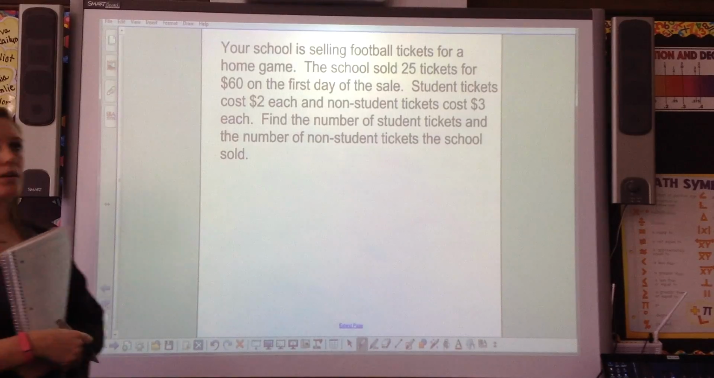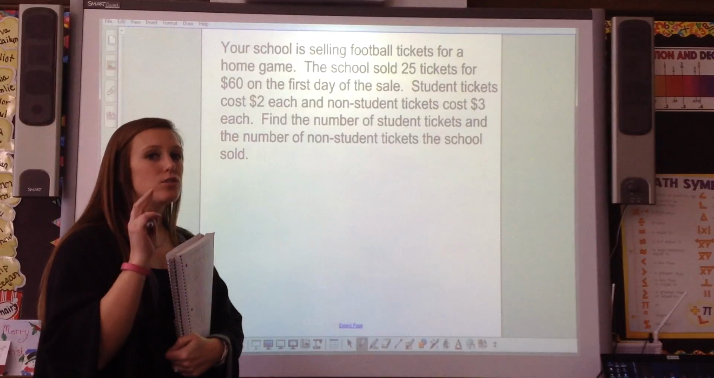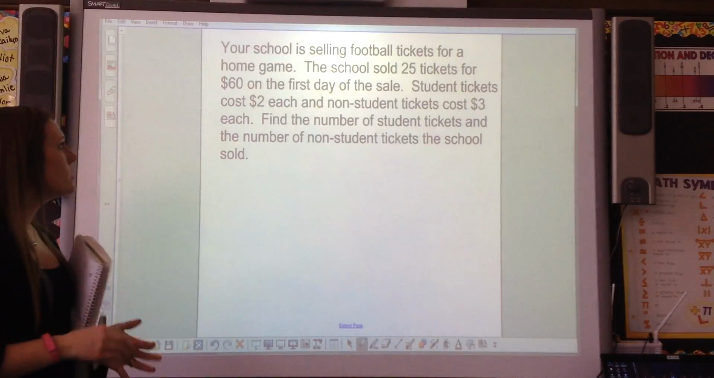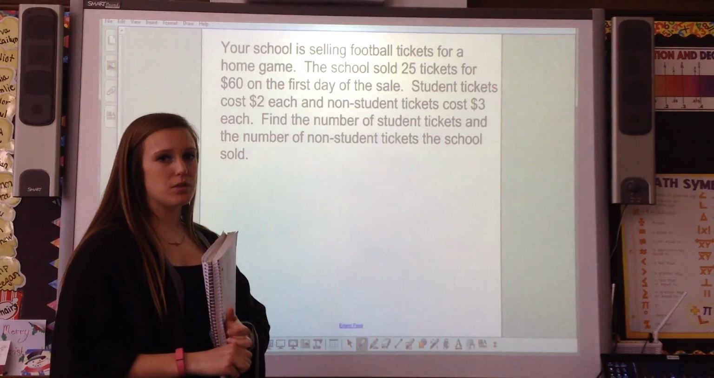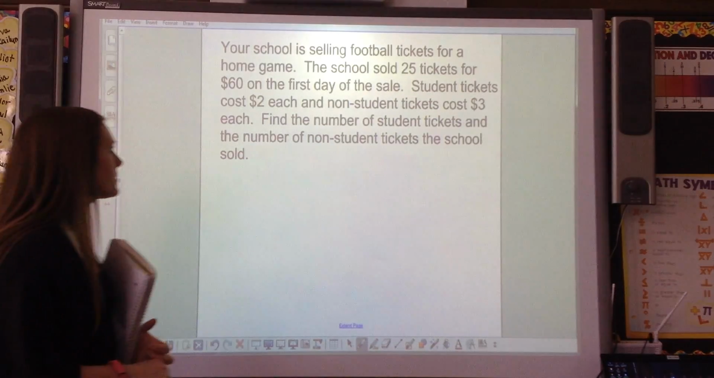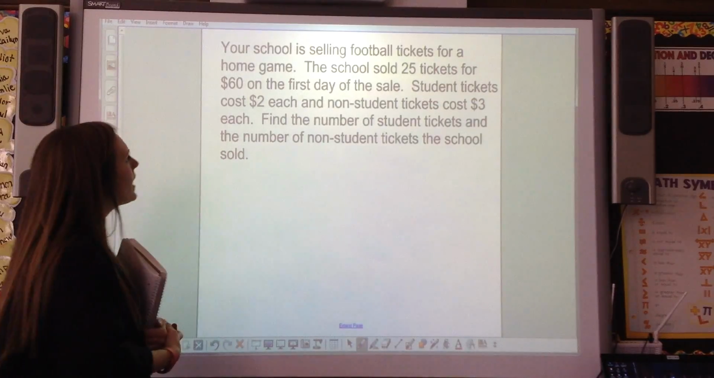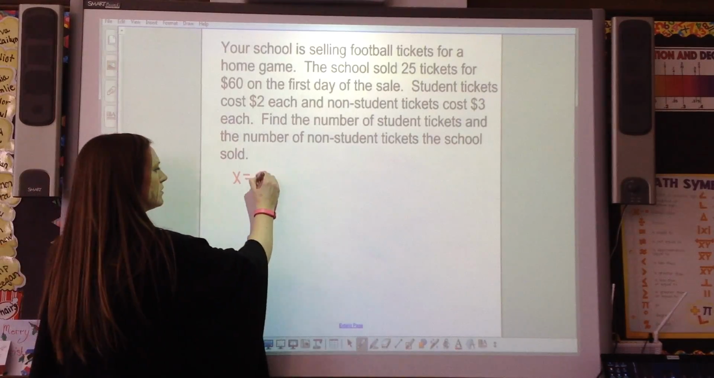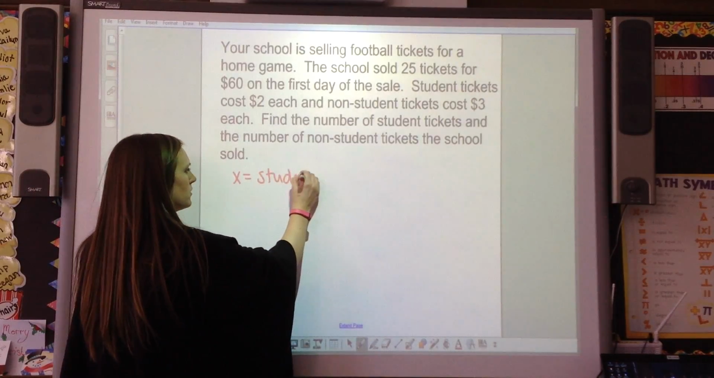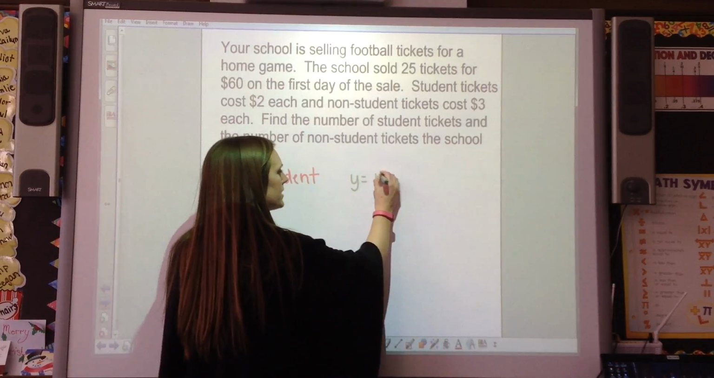Okay. This lesson is on the system of linear equations. You're going to need two equations. One equation is going to strictly deal with tickets. The other equation is going to deal with the money involved with the tickets. I'm going to assign two variables. I'm going to use x to represent the student tickets, and I'm going to use y for non-student.